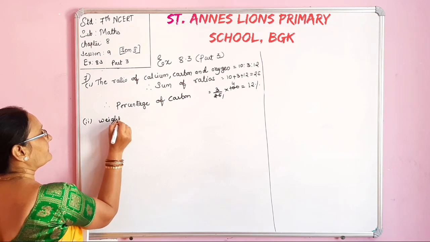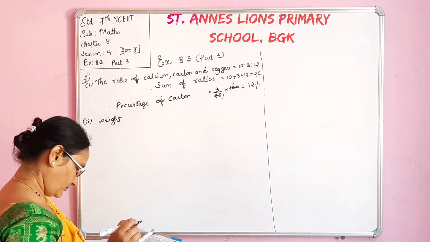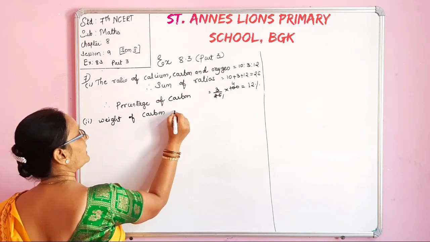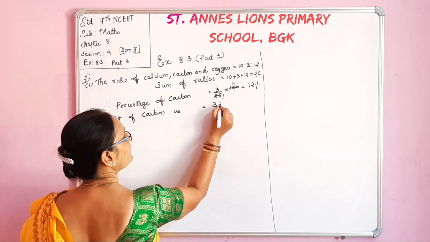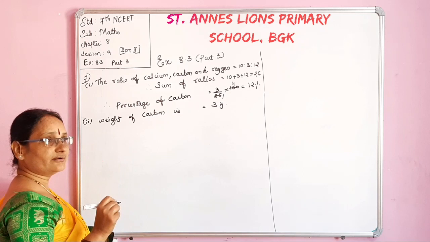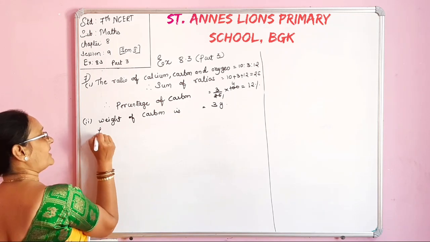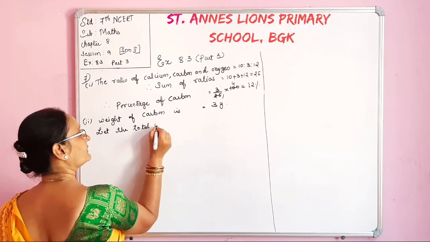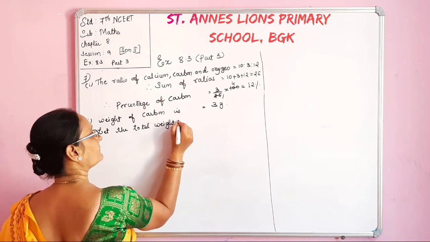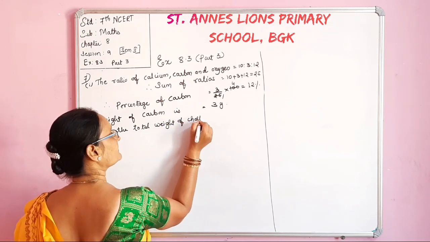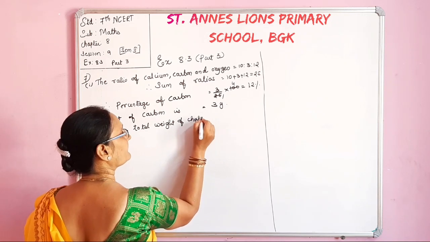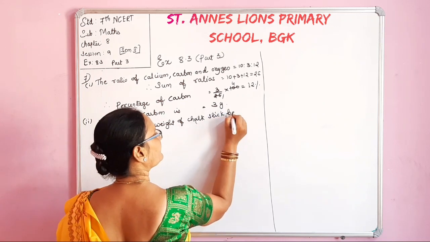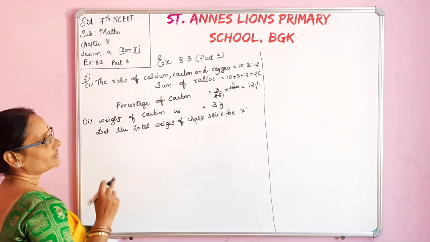Weight of carbon is equal to 3 grams. But total weight of the chalk stick we don't know. That we have to assume as x. Let the total weight of chalk stick be x. Okay.